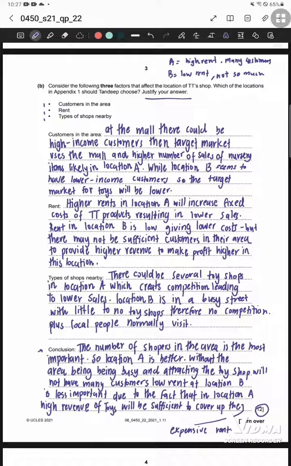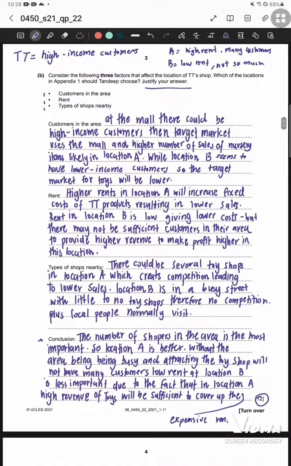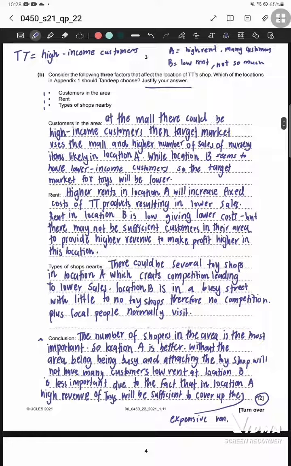Okay, what we read in the appendix is that TT targets high income people or customers. Go back to your first case study, the one before in the case study, and you can see that it's higher income groups of people. So put that in mind, and this basically supports the first location.